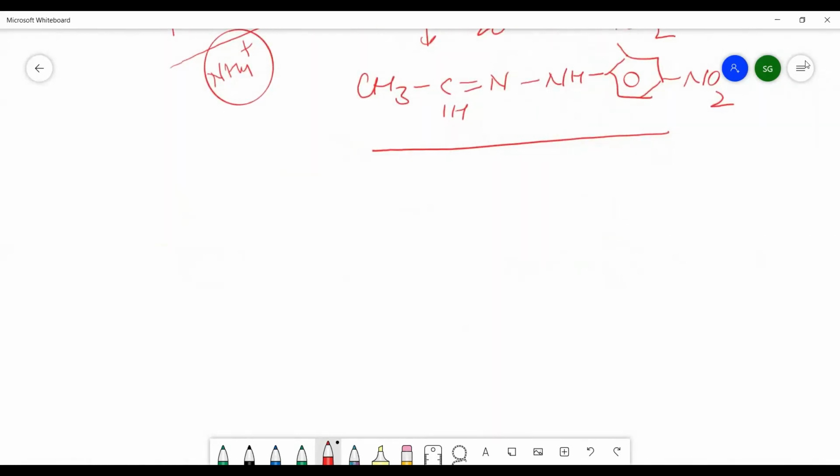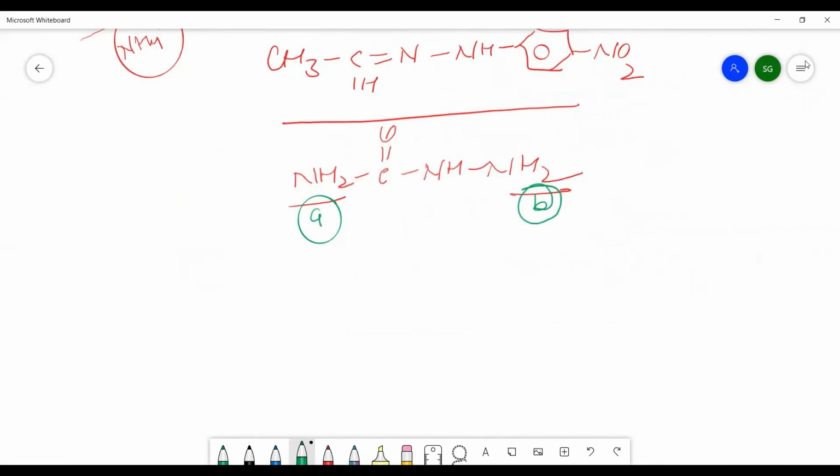Now, the last compound for the nucleophilic addition reaction is semicarbazide. This compound is semicarbazide, in which two NH2 groups are present. Now, call these NH2 groups A and B. Among these two groups, only one will undergo the reaction. See, what is the reason behind it? It is because this NH2 group has the carbonyl group, which will reduce the nucleophilic nature of the A NH2 group. So, it will not undergo the nucleophilic addition reaction.